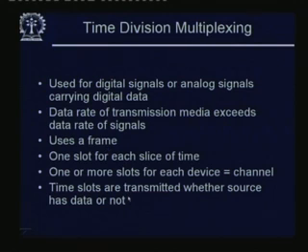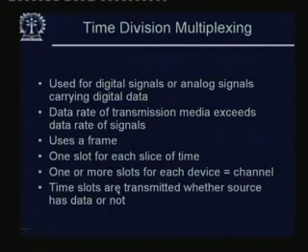It uses a frame. A frame means a number of bits and bytes put together to form one particular unit to send over. Now, there is one slot for each slice of time. During its slot, a slow device will send a lower number of bits, and a very high speed device will send a large number of bits, but your slot will come periodically. One or more slots for each device is equal to a channel, and time slots are transmitted whether the source has data or not.